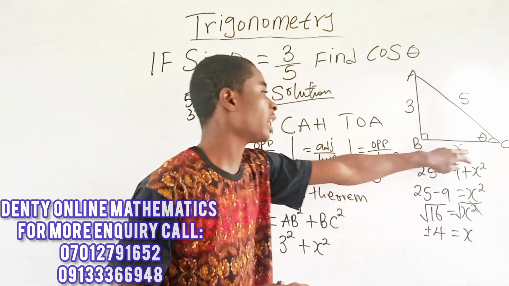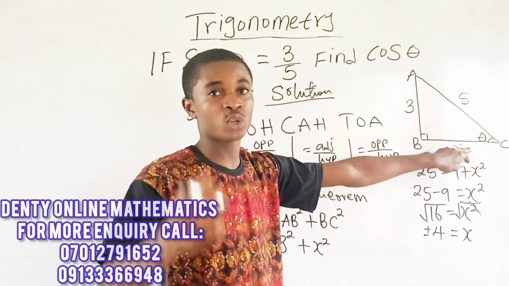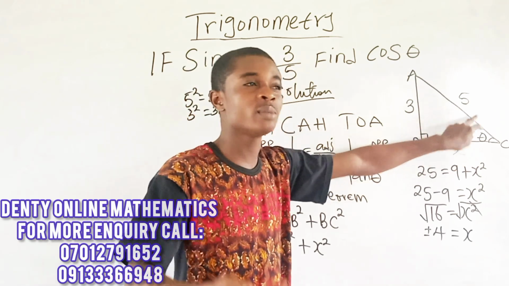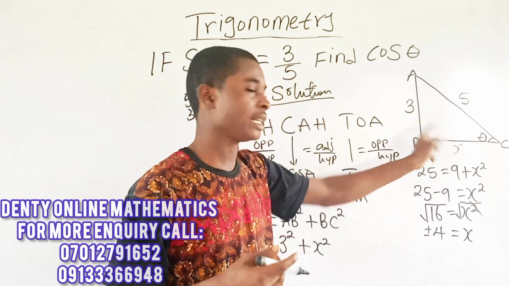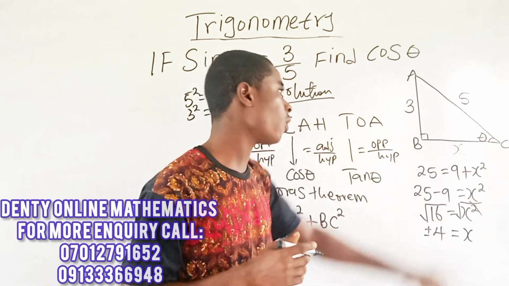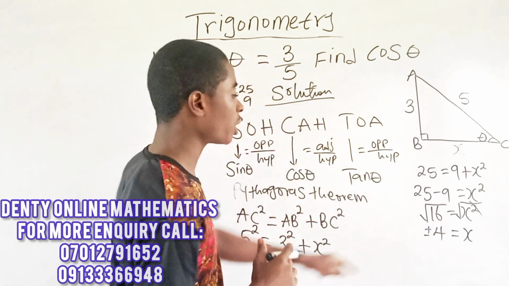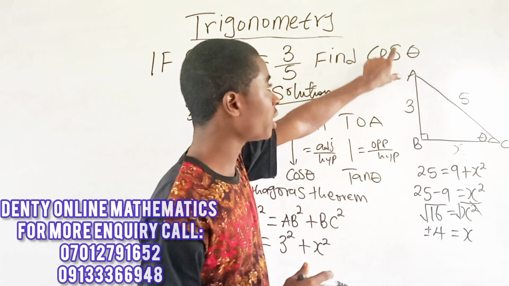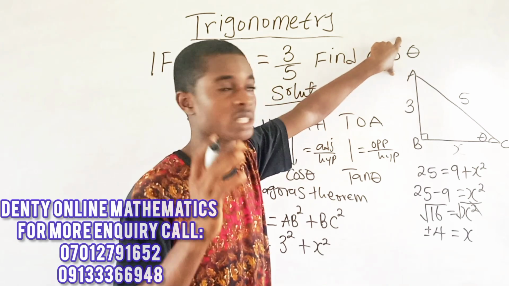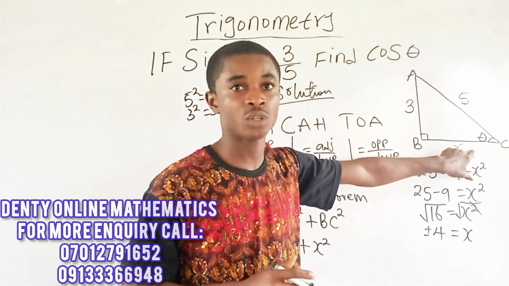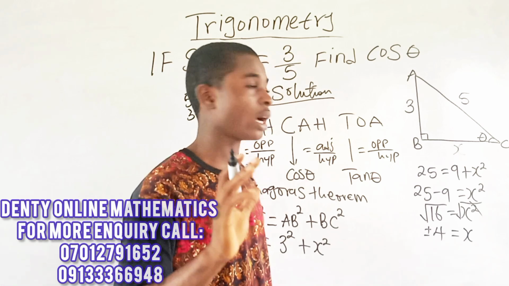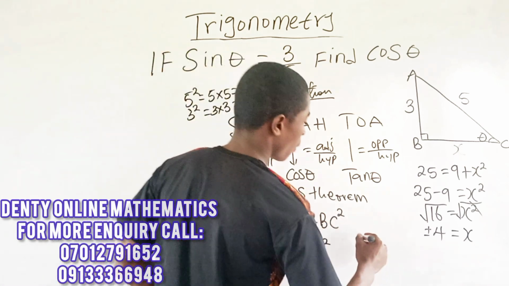Now we have gotten x to be 4. And remember I told you earlier that the hypotenuse will always be longer than these two sides. You get? So here is 4. Now let's see something. We are not looking for x, we are looking for cos theta. But for us to have cos theta, we have to find the adjacent. You get?